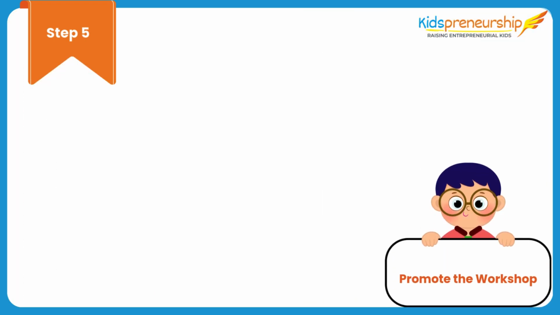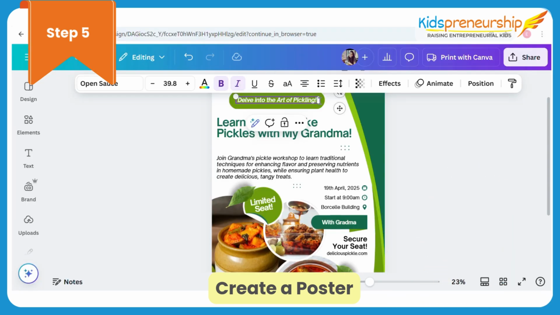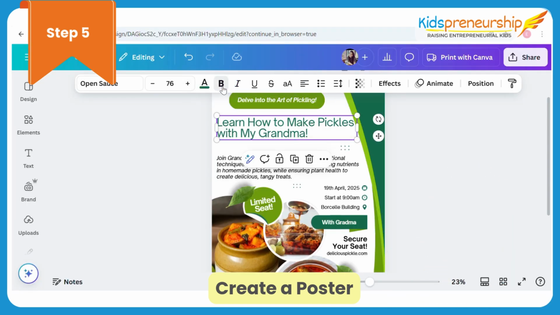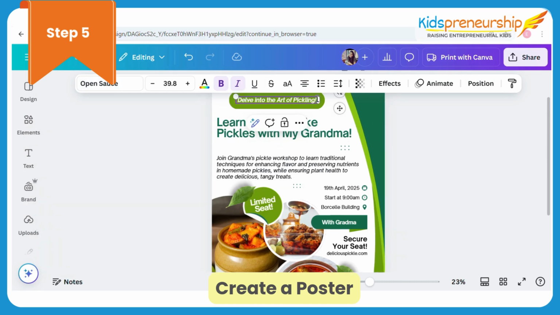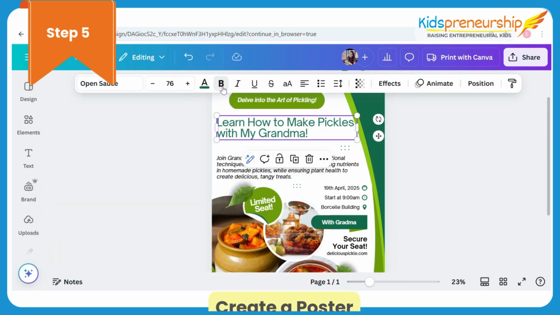5. Promote the workshop. Create a poster. Use an app like Canva to make a cool poster with the title, Learn how to make pickles with my grandma. Include the date, time, price, and how to pay.